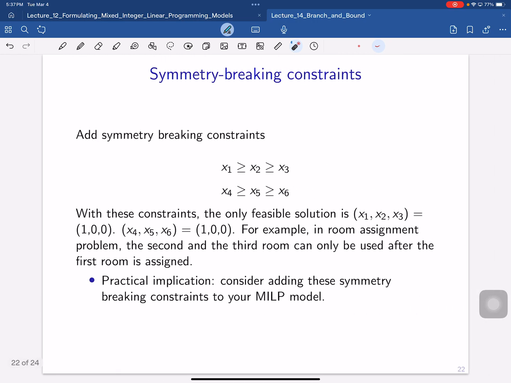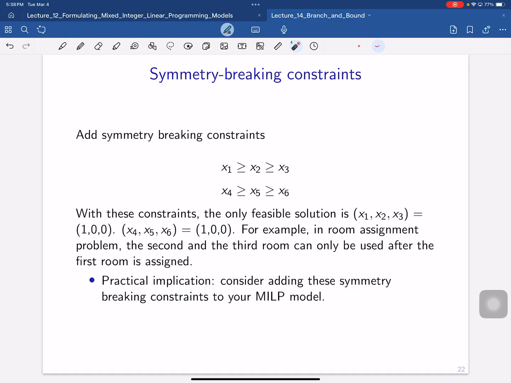A very trivial solution is to add a symmetry breaking constraint. The symmetry breaking constraint looks like this. You can set a priority list of all the variables, let's say x1 greater than or equal to x2 greater than or equal to x3. So in that case, if x3 is equal to 1, that means x2 and x1 must have already been selected.